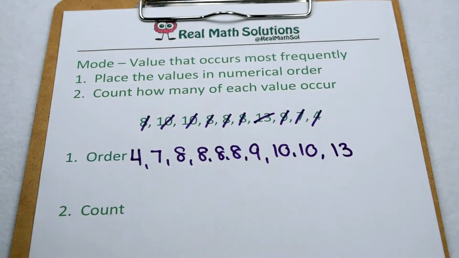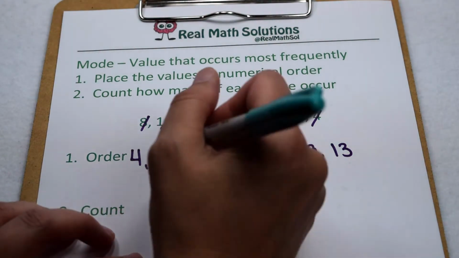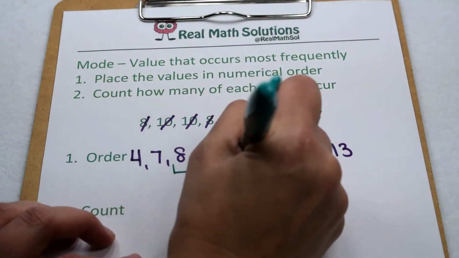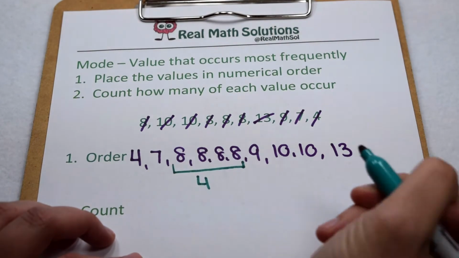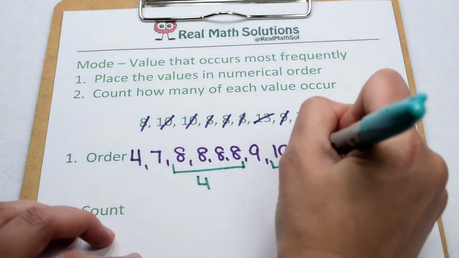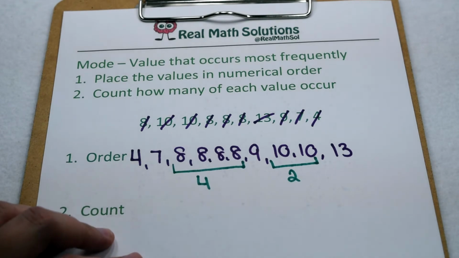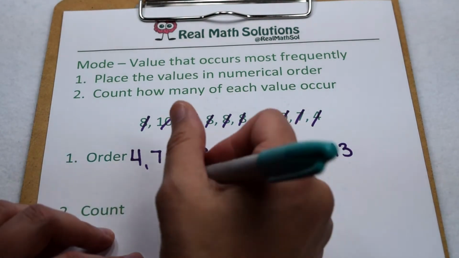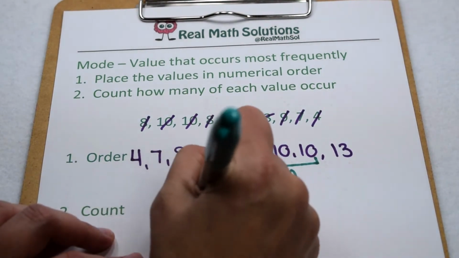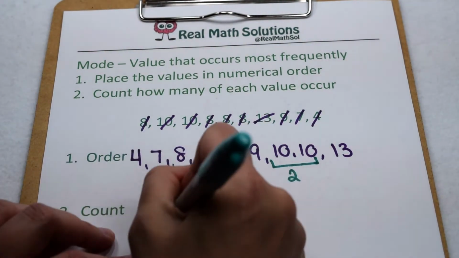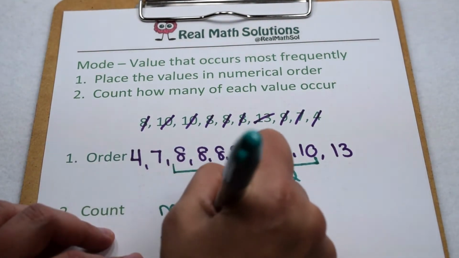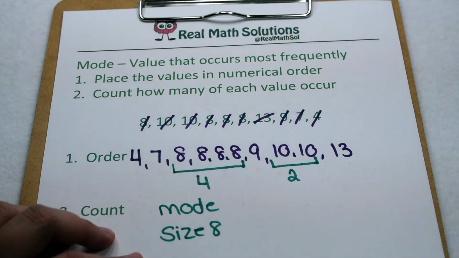Now we need to look to see how many times each data point occurs. There's a big clump of 8s here in the middle, and this tells us that 4 people wear a size 8, and then we have several 10s over here. This tells us that 2 people wear a size 10, and every other size occurs once. Since size 8 occurs 4 times, that is our mode. The size that is worn most often in this group of friends is a size 8 shoe.